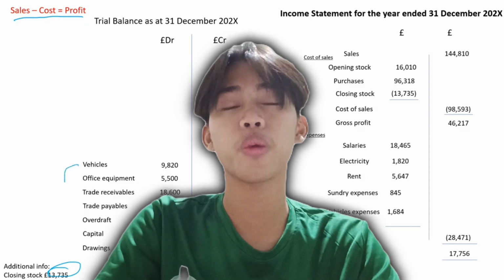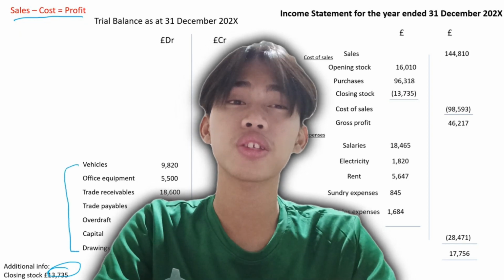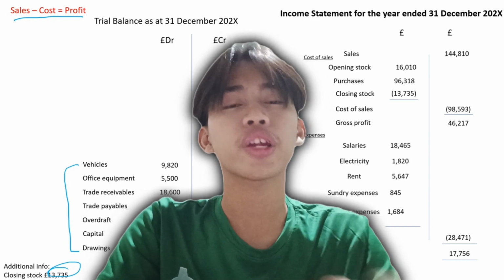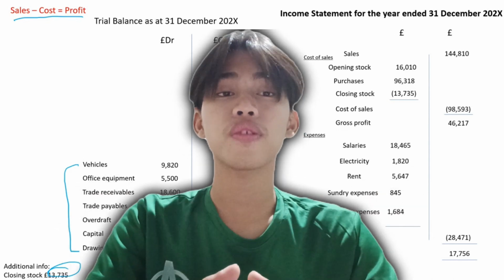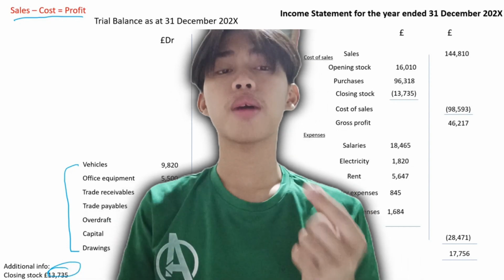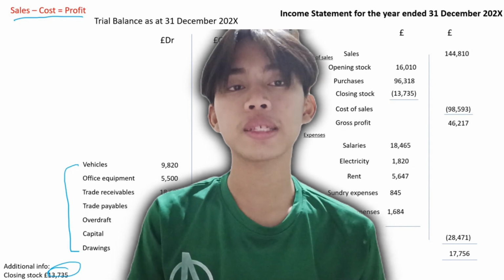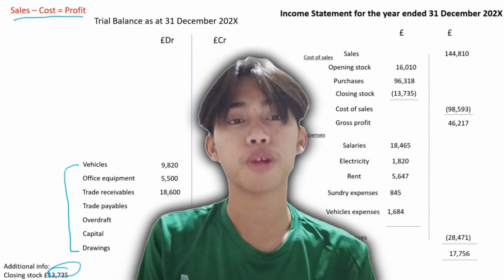To give you a brief summary about the process that we did a while ago, the first thing that we did is, of course, to extract the total amount of sales from the trial balance. The total amount of sales is the total revenue or the total goods sold by the company. After getting that amount, we will deduct the cost of sales. The cost of sales is the total expenditure of the company on the raw materials or the production of the merchandise. Then the difference between the two is the gross profit.